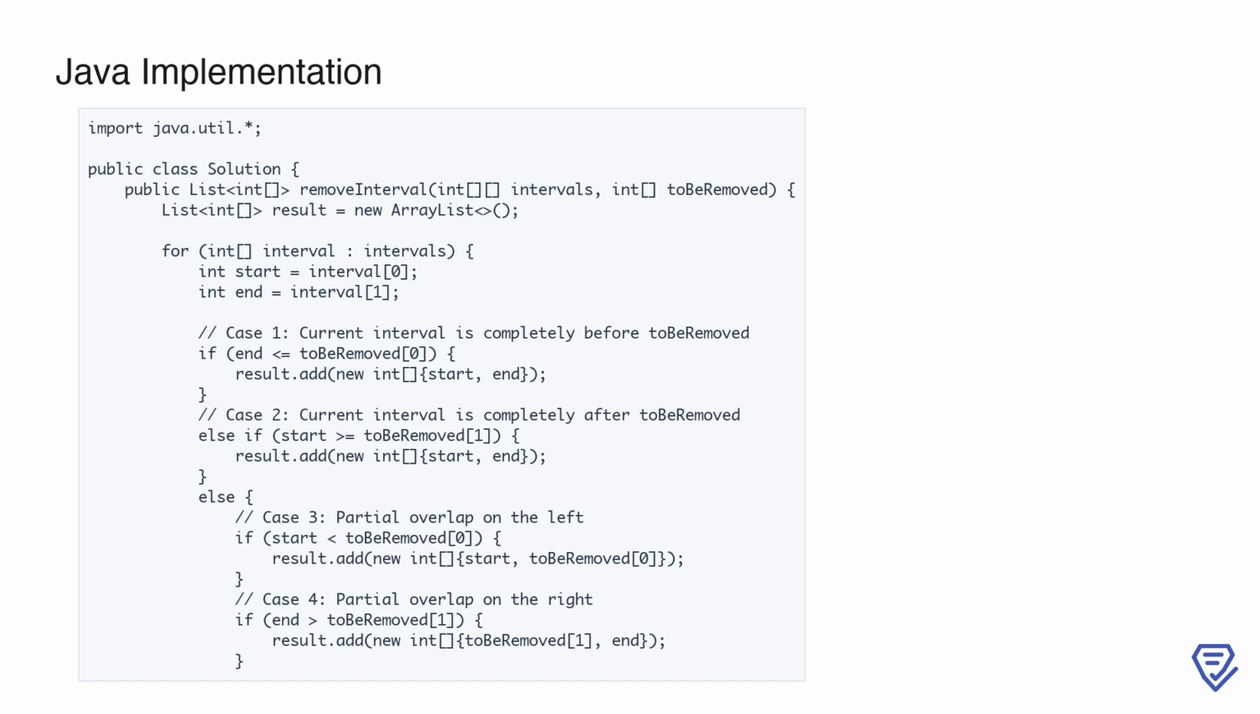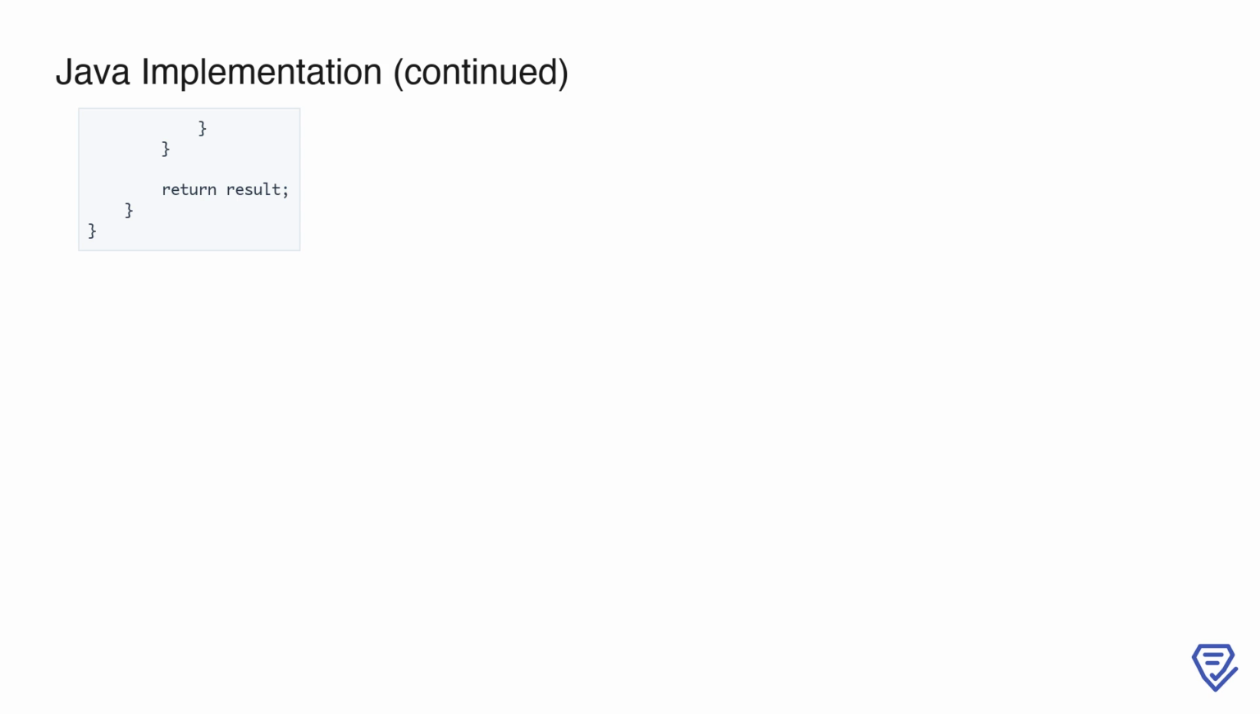Now, we address the cases where there is some overlap. If there is a partial overlap, we handle it by checking the boundaries. For example, if the start of the current interval is less than the start of the interval to be removed, it means there is an overlap on the left side. In this situation, we add only the portion of the current interval that ends where the removal interval begins.